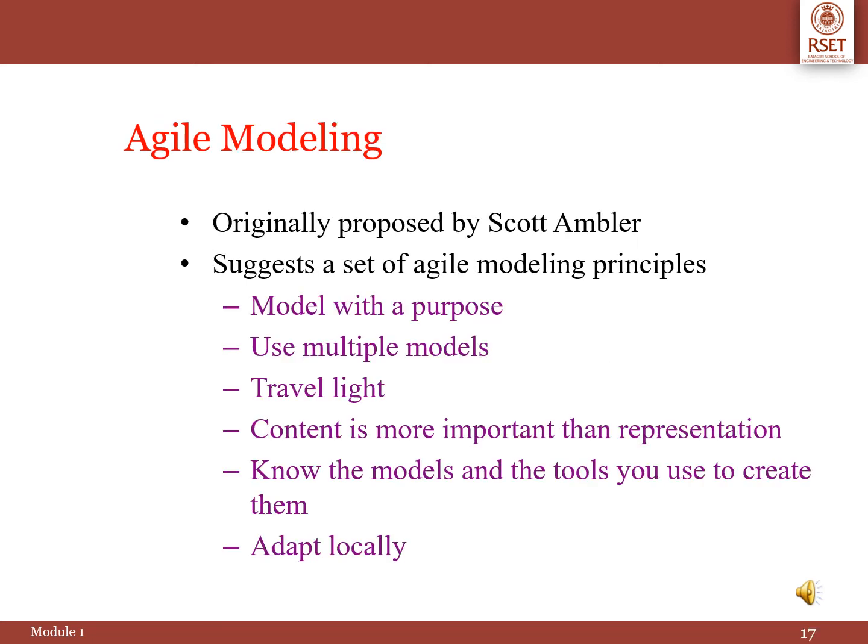Agile modeling. Agile modeling was originally proposed by Scott Ambler. It suggests a set of agile modeling principles. The first one is always model with a purpose. The second one is use multiple models. Third is always develop light models. The fourth principle is content is more important than presentation. The fifth one is always know the models and tools that you use. And finally, the last principle is adapt locally.